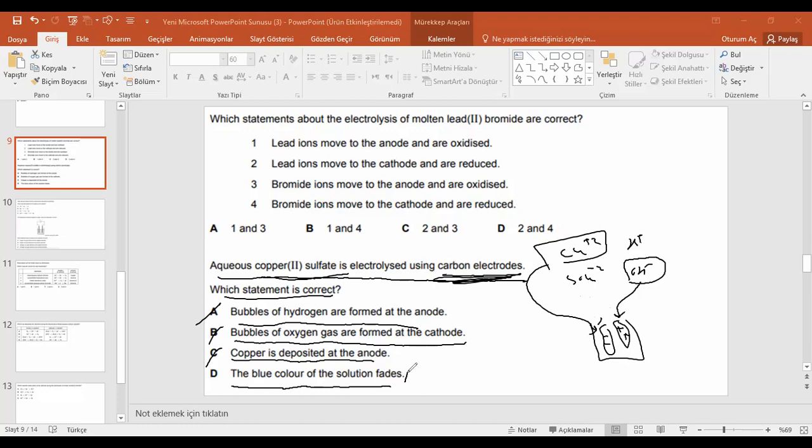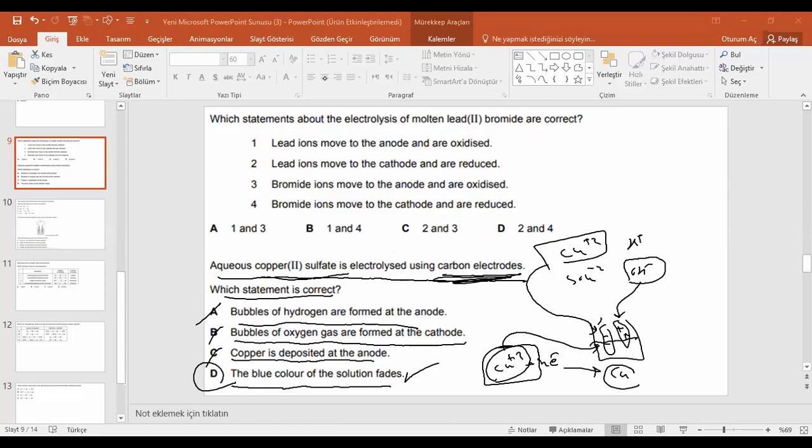Guys, this is totally true because Cu plus 2 ions will gain 2 electrons and become copper, Cu metal. Cu plus 2 ions are responsible for the blue color of the solution. And because their concentration decreases, the blue color fades. So our correct answer is D.